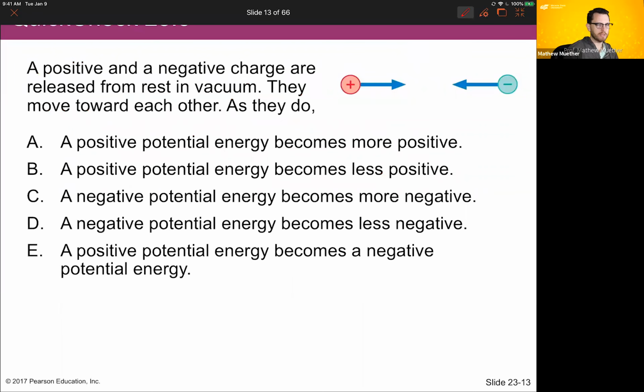So what about this example here? I have a positive charge and a negative charge, and I hold them initially at rest, and then I release them and let them start moving towards one another. What happens to their potential energy as they move towards each other? A positive potential energy becomes more positive, or less positive. C and D are the same thing, but with negative potential energies.